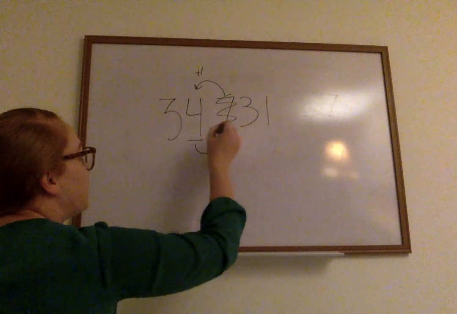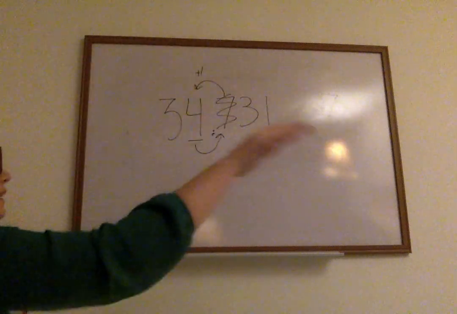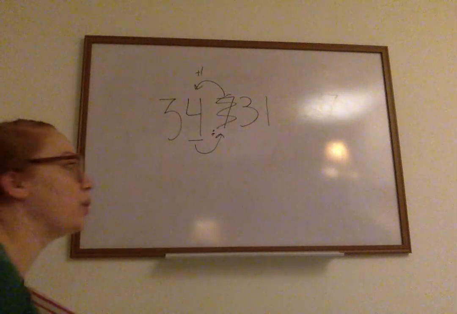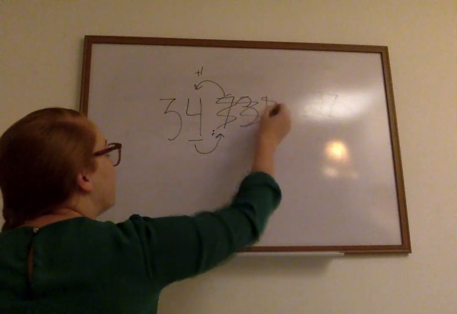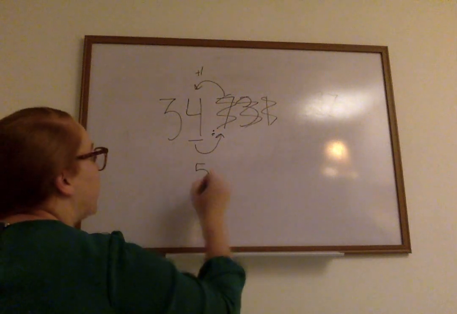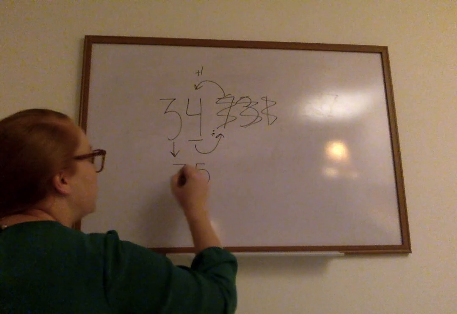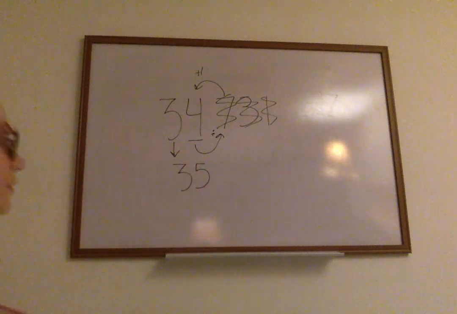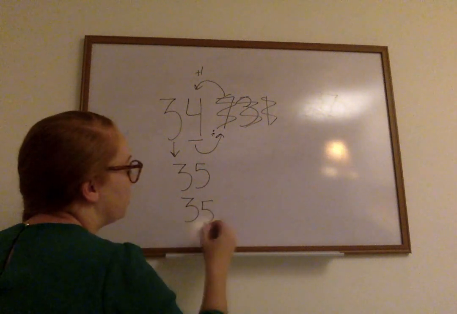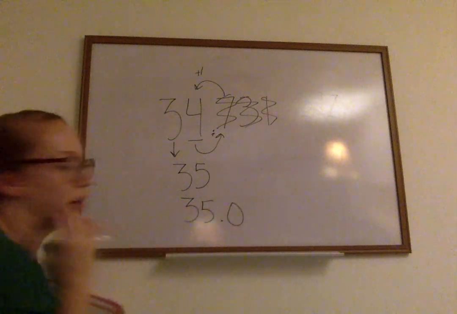I scratch through my 7. Everything behind it gets scratched through. If it's behind it, I no longer need it. Scratch through it. 1 plus 4 is 5. My 3 comes on down. My answer is 35. I will also accept 35.0. Same thing.